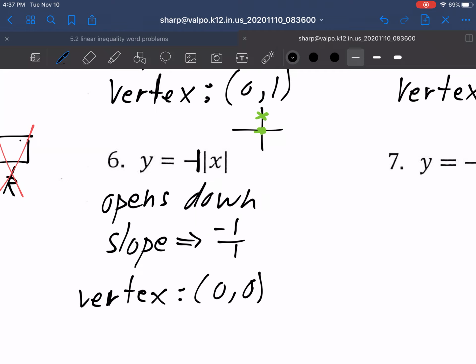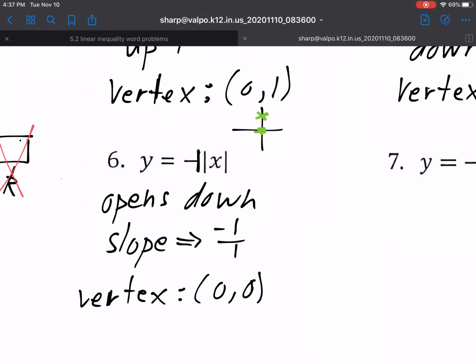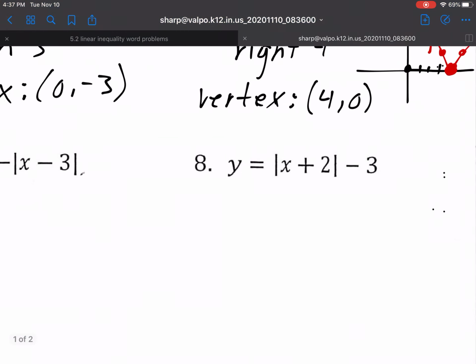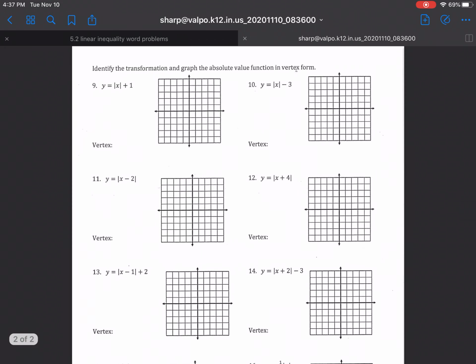Okay? I'm going to leave 7 and 8 for you guys to do on your own, and then I'm going to look at the back and just try to give you a couple of the graphs. Maybe we'll just do a few of them.